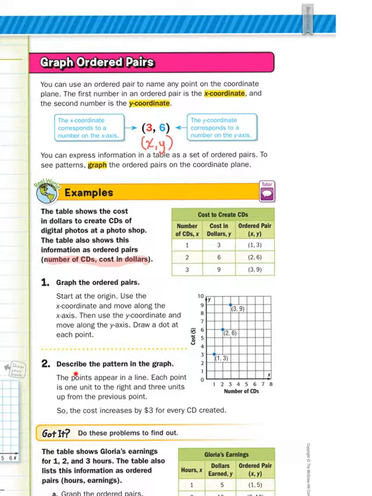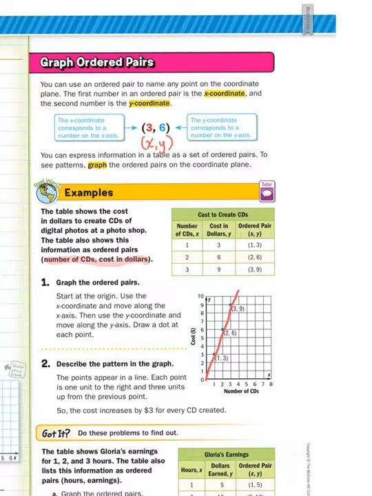Now, in number 2, it says to describe the pattern. So we're looking at this pattern here, and I notice as it goes, it's kind of starting at the origin, a nice straight line. So when we describe it, we'll read down here in example 2. The points appear in a line. Each point is 1 unit to the right and 3 units up from the previous point. So the cost increases by $3 for every CD created.